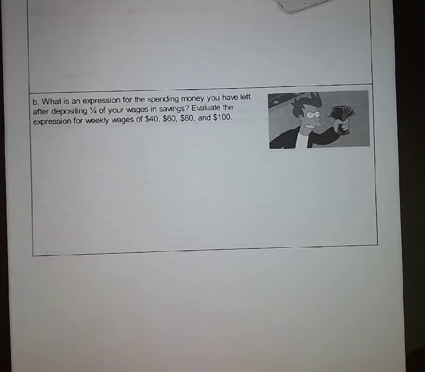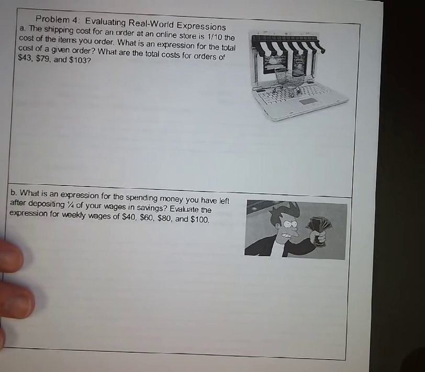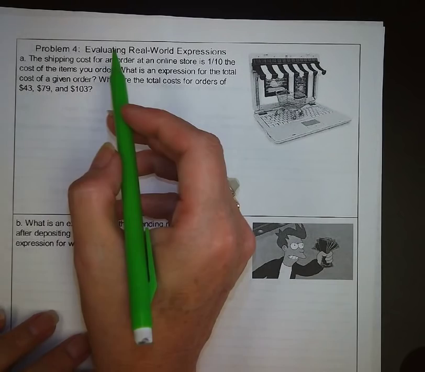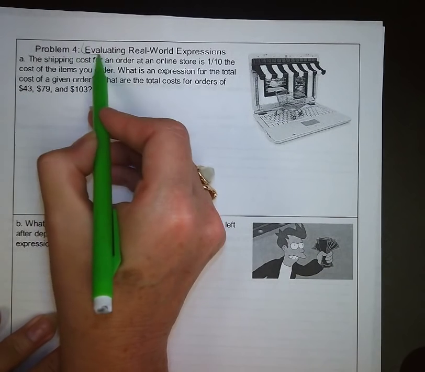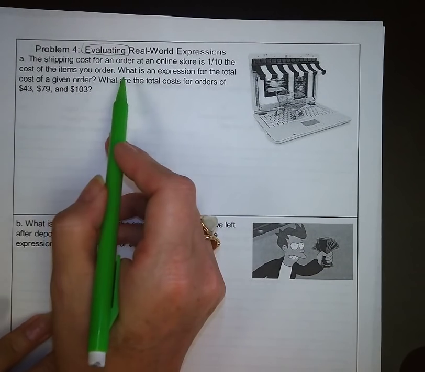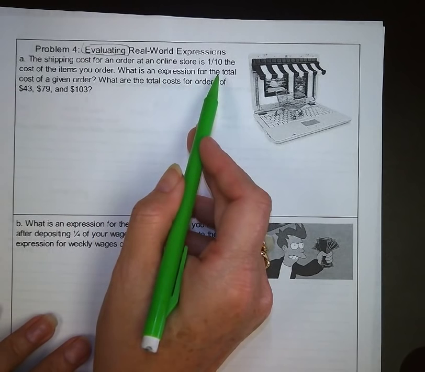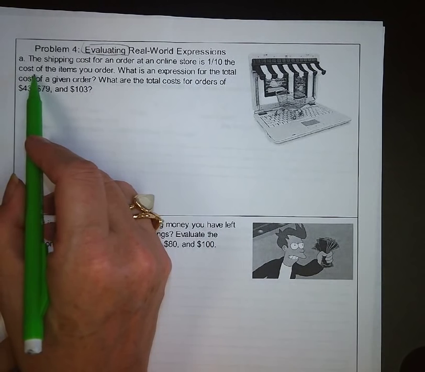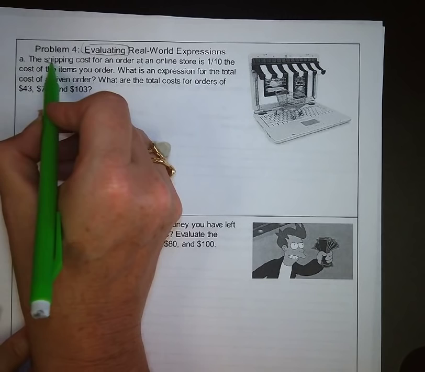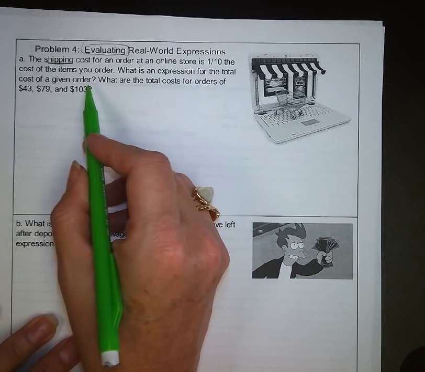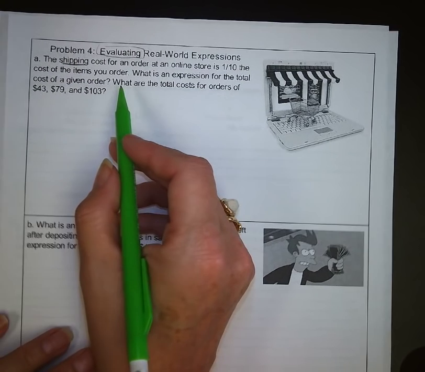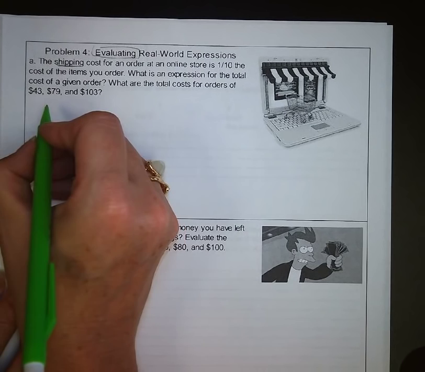Okay, our last two problems. We have problem number 4, evaluating real-world expressions. So we have our scenario here. The shipping cost for an order at an online store is 1/10 of the cost of the items that you ordered. What is an expression for the total cost of a given order? And what are the total costs for orders of $43, $79, and $103?